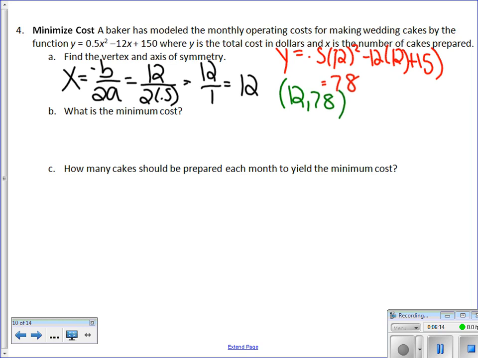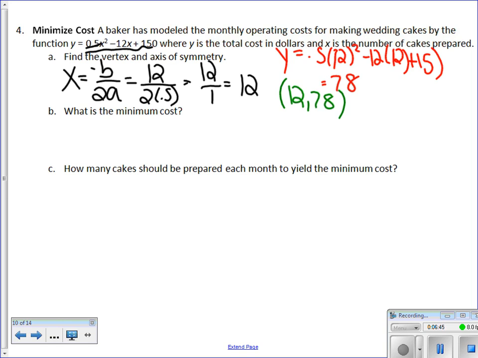So what is the minimum cost? We're not going to draw our parabola, but we're smart people. We don't need to draw it to figure this out. We know that if a is less than 0, we have a maximum. If a is greater than 0, we have a minimum. So right here we look, and a is greater than 0. So we have a minimum for our parabola.